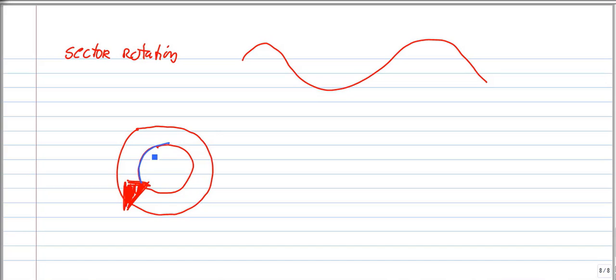Don't rush me, though. Okay, not the greatest work I've ever done, but this is going to be our contraction, and this is going to be our expansion.